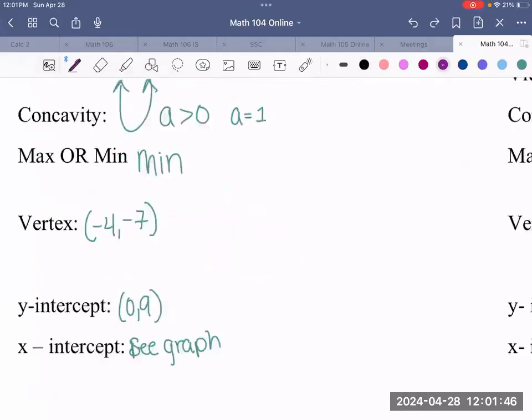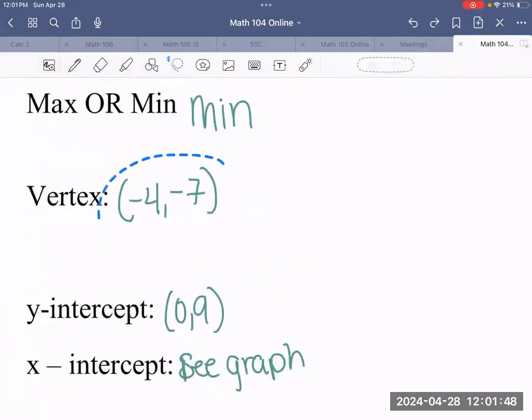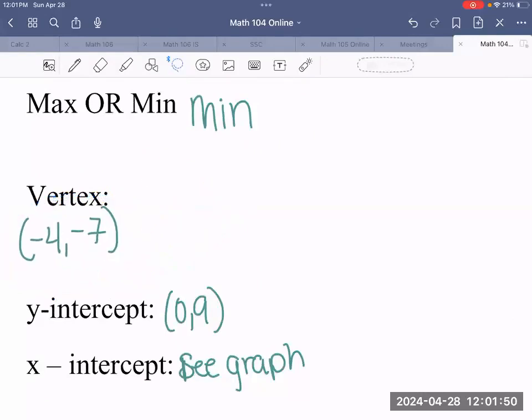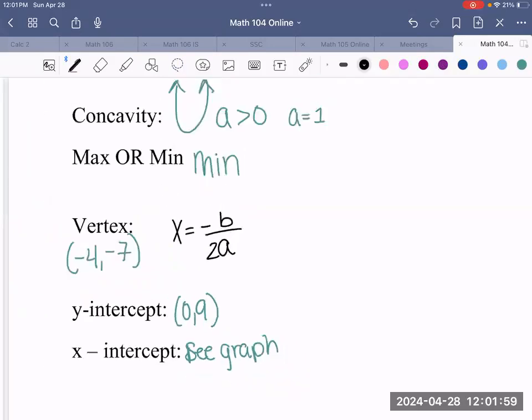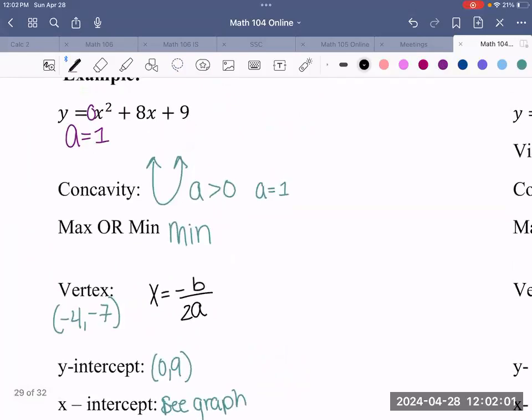Your axis of symmetry has the equation x is equal to negative b over 2a. Now, where are those b's and a's coming from? Well, we already determined what a is, so that just means we need b being 8. So we can sub in those values. We have negative 8 over 2 times 1. So negative 8 divided by 2 is negative 4.